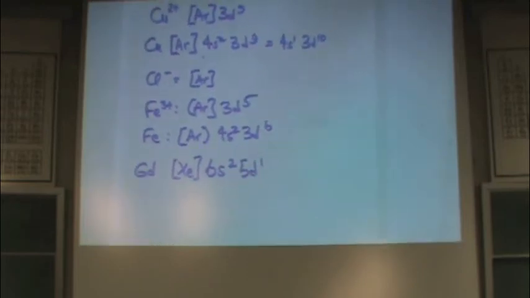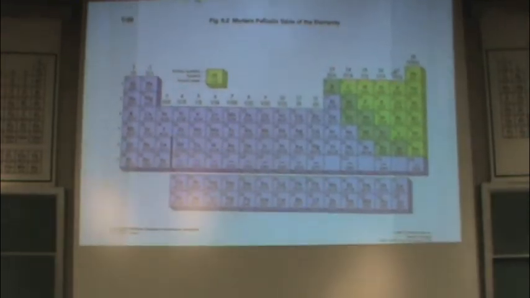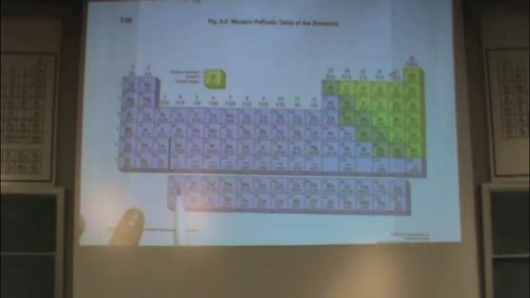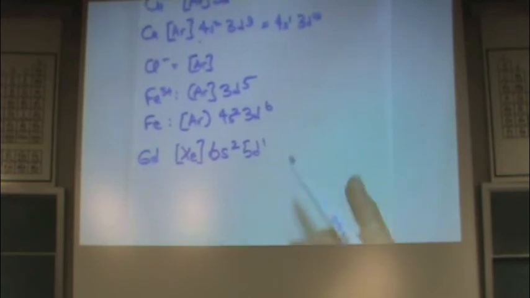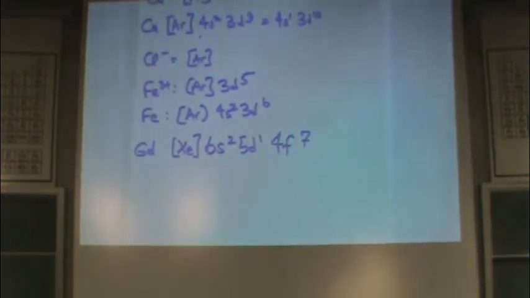Then what fills? Then F fills, right? Okay, what level F is this? 4F. How many? 7. Okay. That's the answer. Any questions on this? Now's the time to ask a question. These periodic tables don't totally work for the F block.